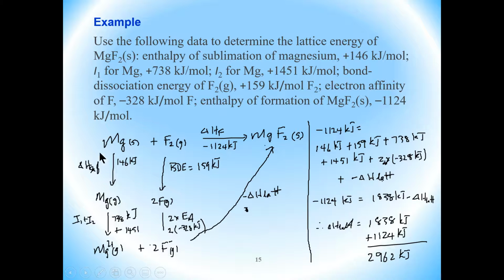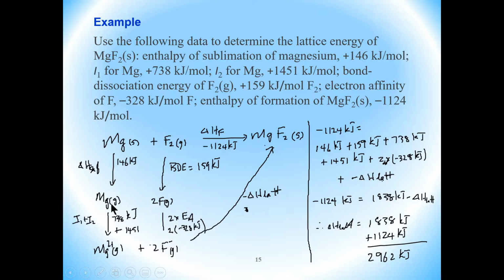Then I started with the magnesium here and looked at converting the magnesium solid to magnesium gas. That is the enthalpy of sublimation, which according to the question is equal to 146 kilojoules here. And then for the fluorine, it's converted to 2 fluorine atoms per molecule. So that's the bond dissociation energy, which is given as being equal to 159 kilojoules in the case of fluorine.